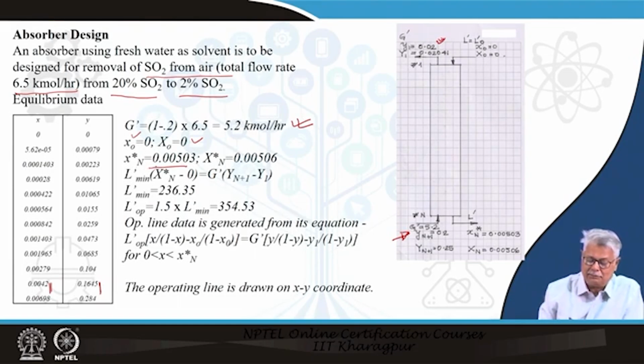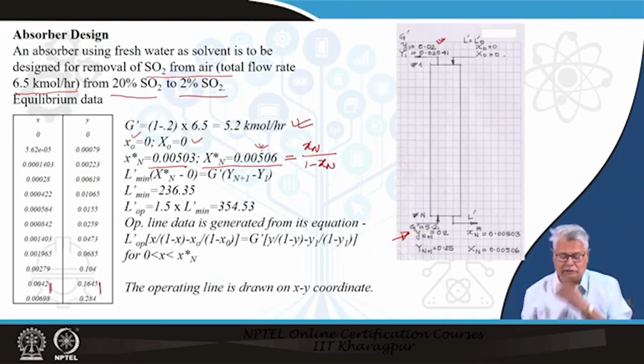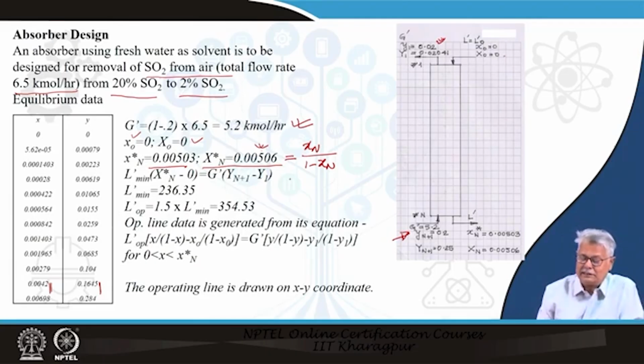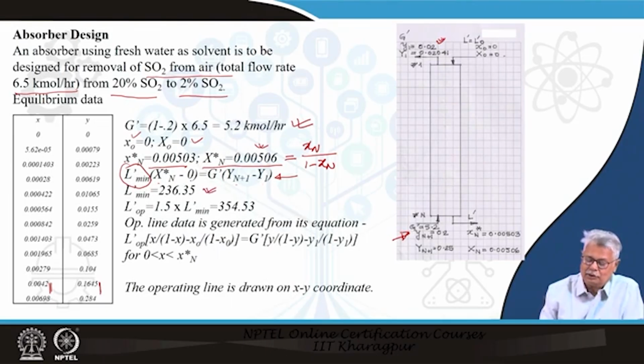Now this is the equilibrium concentration and mole fraction, and in solute free basis we find this as simply Xn divided by 1 minus Xn. So that's how we get this value, which is the solute free basis. We write the overall mass balance equation in order to find out my L dash minimum. The change in concentration of L dash is basically from 0 to Xn star, and in case of G dash it changes from Yn plus 1 to Y1. So based on this we find out that my L dash minimum is 236.35 with this unit.